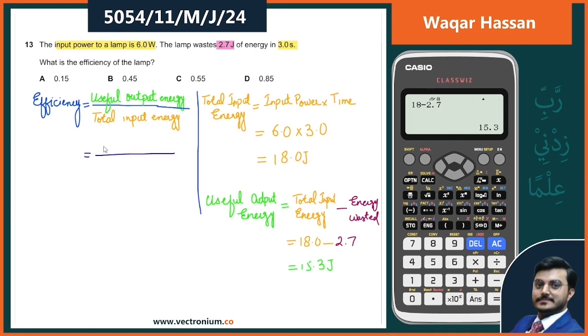Now we can calculate the efficiency. As the useful output energy is 15.3 joules and the total input energy is 18.0 joules. We can calculate it using a calculator. So 15.3 divided by 18.0 is 0.85. So the correct option is D.